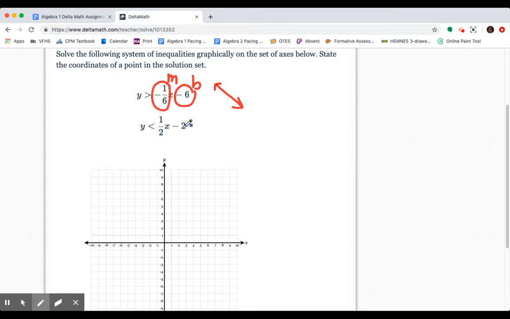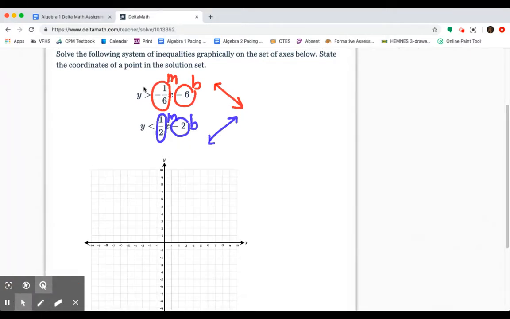And then the second inequality that we're given, the b in y equals mx plus b, is -2, so that's our y-intercept. And then the slope is +1/2. So I know since it's positive from left to right, it'll be going uphill. So we can graph both of these lines now.